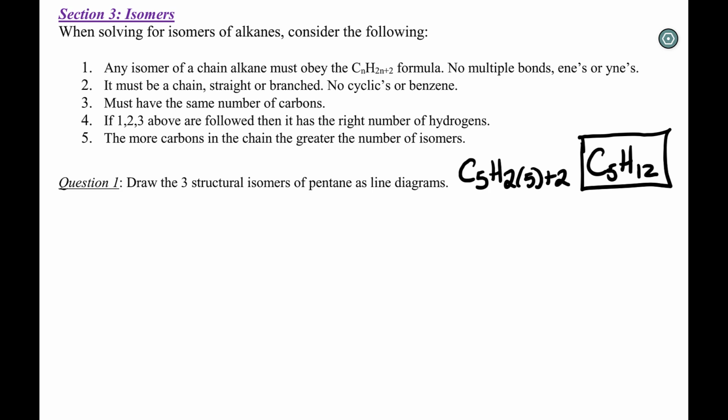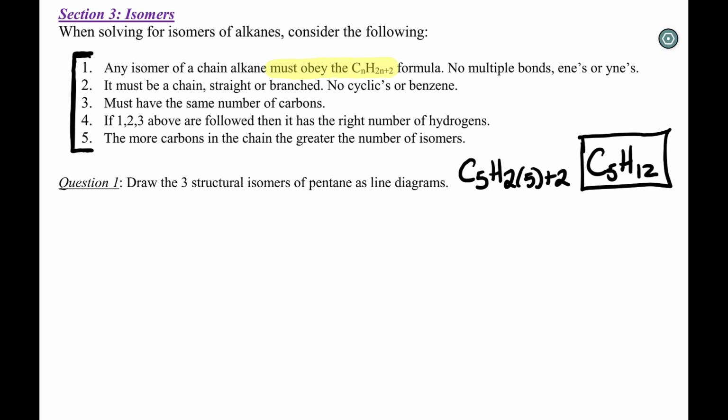Now, up here, I have a list of conditions to figure out whether you have an isomer of an alkane. So a few things must be true. First of all, it must obey the CnH2n plus 2 formula. There is no loophole to this whatsoever. An isomer of an alkane must have that formula.